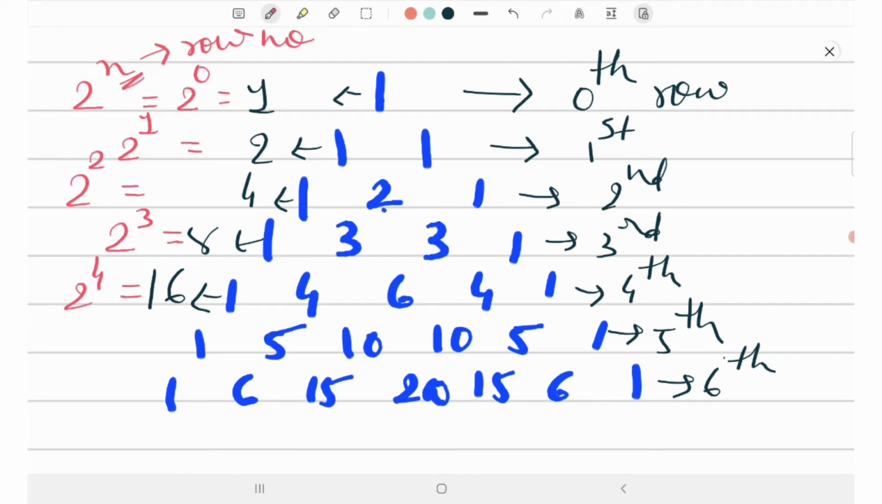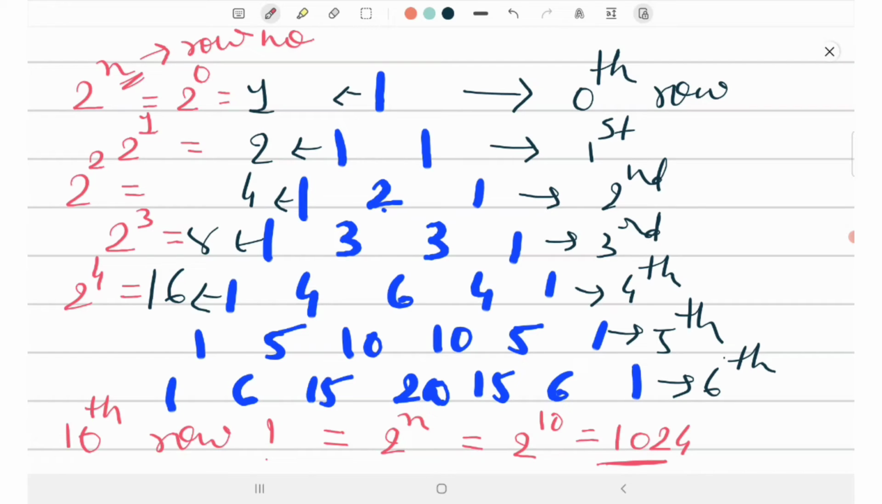Now, where is this concept useful? Let us say they ask you what is the sum of the numbers in the 10th row. If they ask you such a question, then you know that the formula is 2 to the power of n, which is 2 to the power of 10, equal to 1024. This is where it comes in handy, so that you don't have to write all the rows till 10 and then add up all the numbers on a calculator. You can just use this formula 2 to the power of n and find the answer, but always remember that it starts with the 0th row.